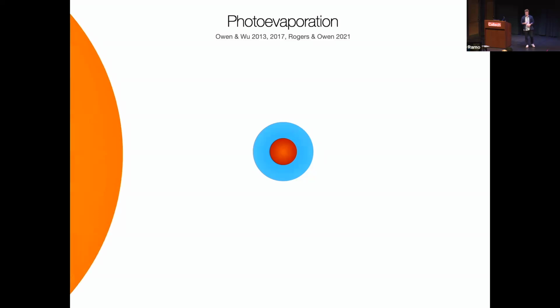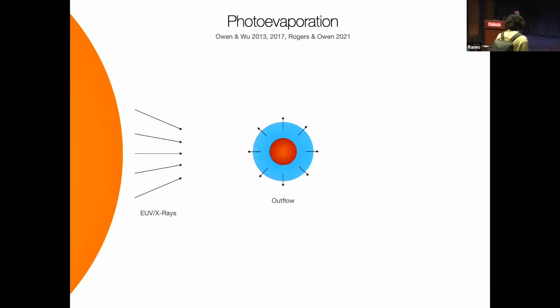Remember that these planets are super close in to their host stars, and particularly during the early evolution of these stars, the irradiation in the EUV and X-ray flux is very, very extreme. We saw earlier in the week that we think stars begin in a saturated regime where the output of X-ray luminosity is very high when the magnetic activity is high. And so these photons heat and ionize the hydrogen atoms and molecules in the envelope, and you can drive a very, very powerful hydrodynamic outflow.